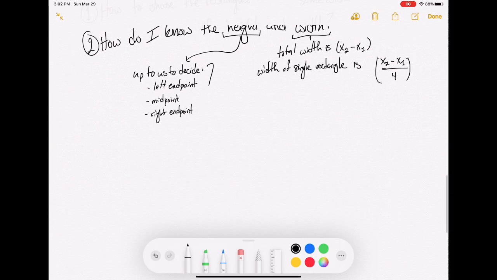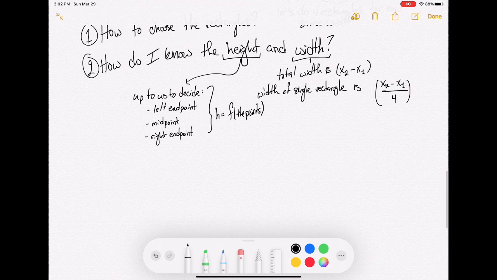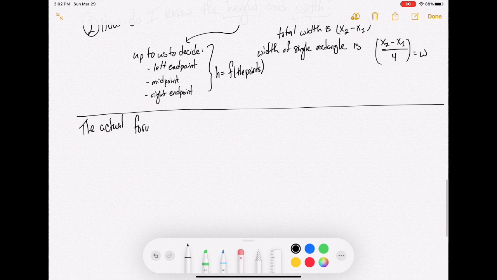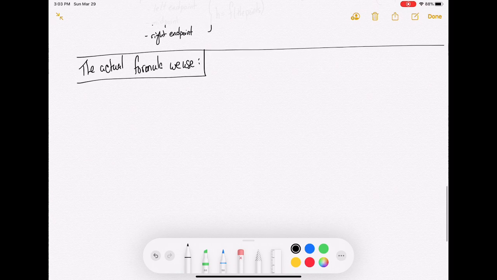So we said that the height was f evaluated at the points. So here's our width, w. There's our height, f evaluated at the points. So what is the actual formula we use? And this is the thing that you guys are going to want to rely on for doing your homework problems.